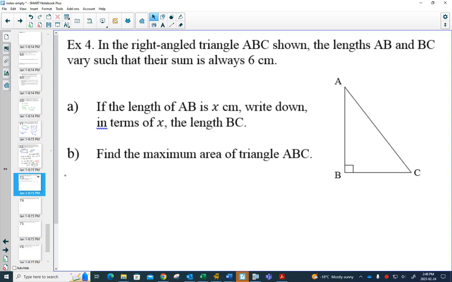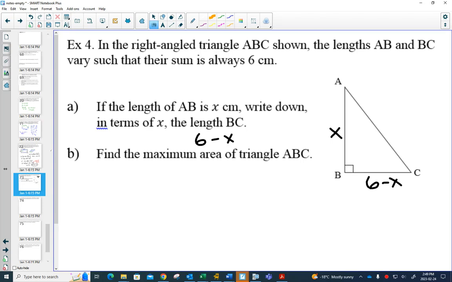AB and BC vary such that their sum is always 6. So getting good at labeling things in here, I mean, this question is leading you. It says, if the length of AB is x, write down the length of BC. Well, if these two always have to add up to 6, BC would have to be 6 minus x.